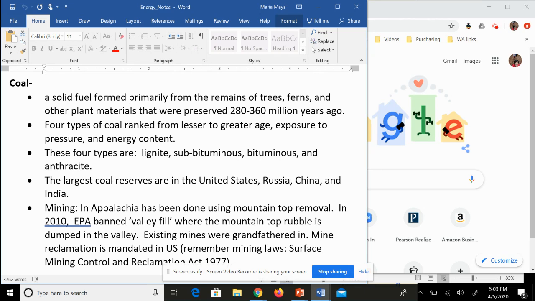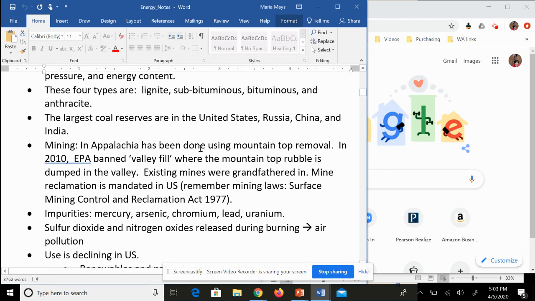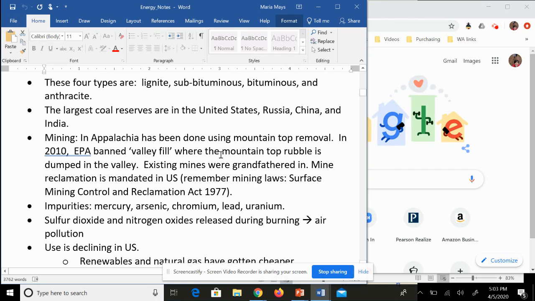The 4 types of coal, ranked from lesser to greater age, exposure, pressure, and energy content, are lignite, subbituminous, bituminous, and anthracite. So these are our 4 types of coal. Basically, as you change from one to the other, you're getting older coal, and you're getting more energy content. So there are your 4 types.